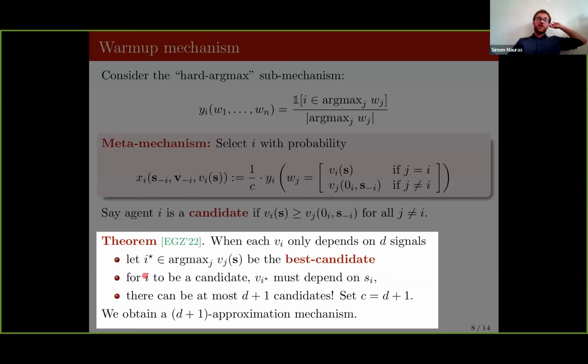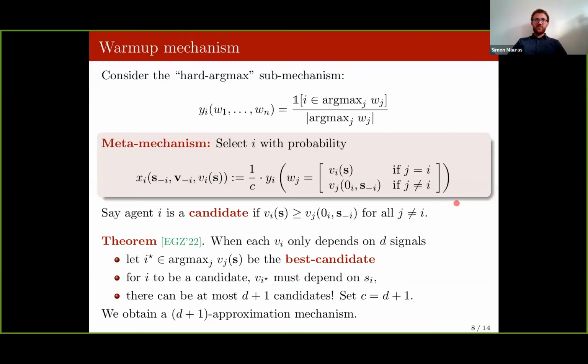But now for another agent i to be a candidate, it must be the case that v_i star depends on s_i, otherwise they won't be able to beat that person. Because v_i star only depends on d signals, there are at most d plus 1 candidates: one being i star, and the other d being the d people whose signals influence v_i star's value. So good. Now what we can do is just set c to be equal to d plus 1. And by construction, the sum of x_i is going to be at most 1. So we obtain a d plus 1 approximation mechanism. Great.